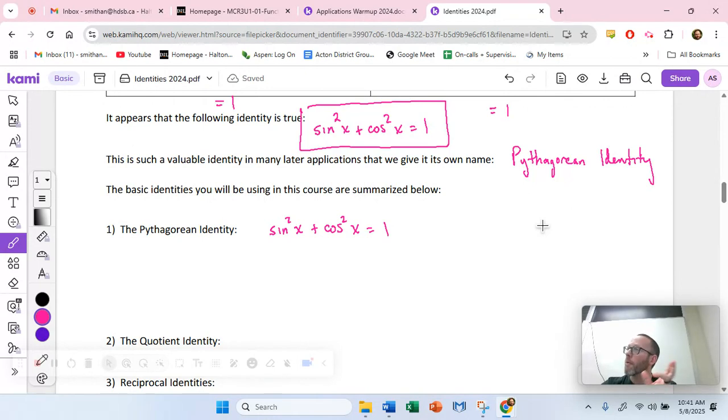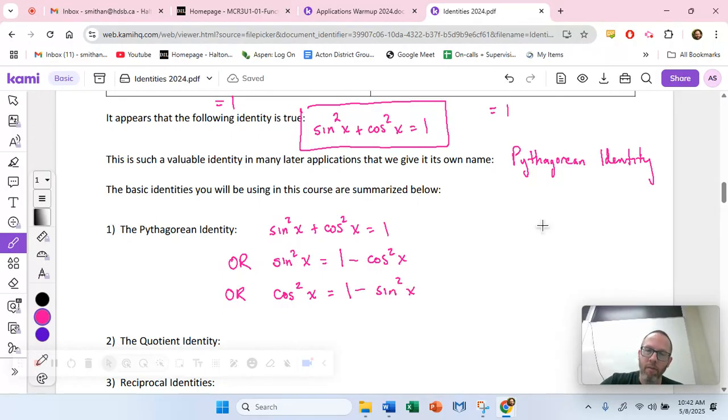Now, this can also be rewritten in 2 different forms, depending on what you rearrange for. So I'm going to put a little or here. If you rearrange this for sine x, you could say sine squared x equals 1 minus cosine squared x. Or if you rearrange that first equation for cosine squared x, it is 1 minus sine squared x. Those are not different identities. It's the same identity, just rearranged. Okay? That's one identity, the Pythagorean one. We're going to show it's true in a second. That's probably the single most important one.